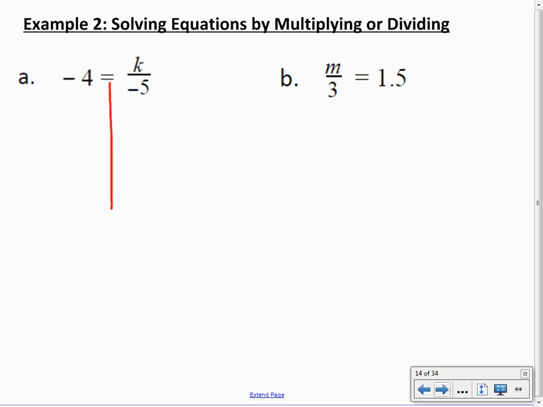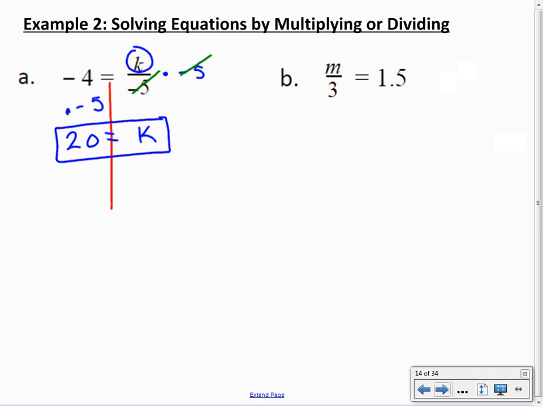Now we're trying to get k by itself still. Right now, k is being divided by negative 5. So the inverse of division is multiplication. So what we want to do is multiply both sides by negative 5. Because if I multiply the right side by negative 5, these are going to cancel each other out, leaving me with just k. And on the left side, I'm doing negative 4 times negative 5. Remember, when we multiply two negative numbers, we get a positive. So we get k is equal to positive 20.